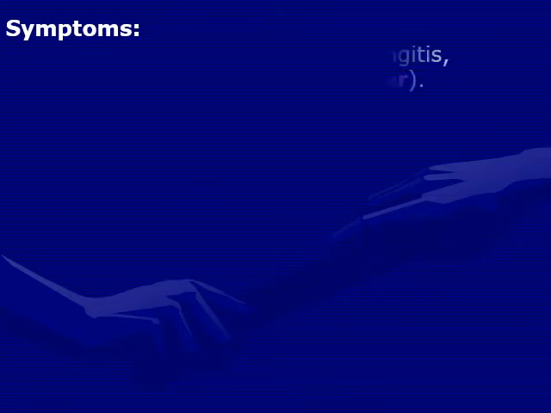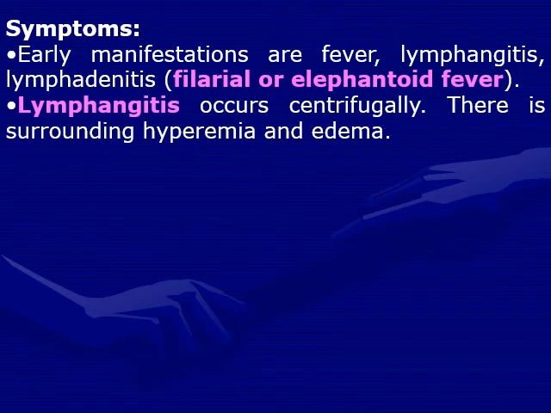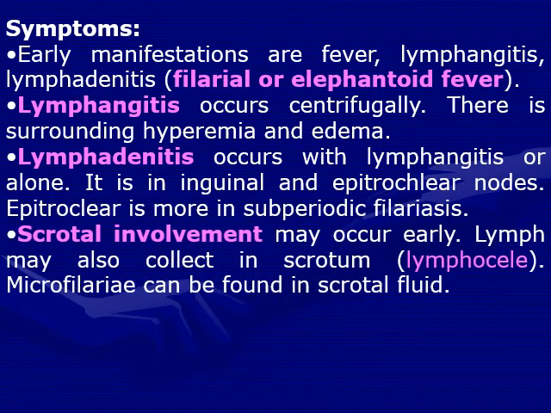The clinical picture and symptoms. Early manifestations are fever, lymphangitis, and lymphadenitis, which we call filarial or elephantoid fever. Lymphangitis occurs centrifugally, and there is surrounding hyperemia and edema. Lymphadenitis occurs with lymphangitis or may occur alone. It is in inguinal and epitrochlear nodes. Epitrochlear involvement is more common in subperiodic filariasis than in ordinary filariasis.